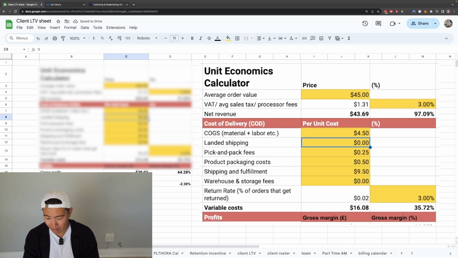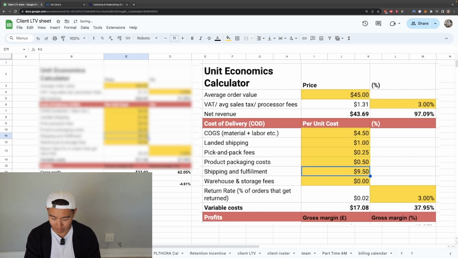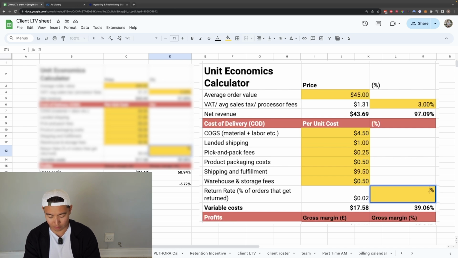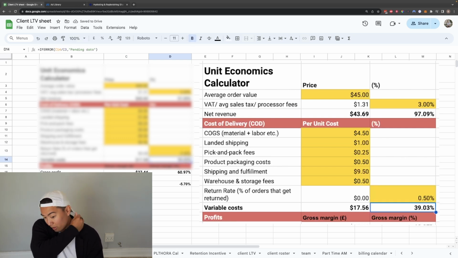And then when it comes to shipping the goods over from wherever the manufacturing country is, in this case, I'm guessing probably China, I'm going to just add $1 there because there's going to be shipping treaties and that kind of stuff. Warehouse and storage fees, probably another 50 cents. And in terms of returns, we're just going to put this at 0.5% because it's shampoo, right? Nobody really returns this stuff.